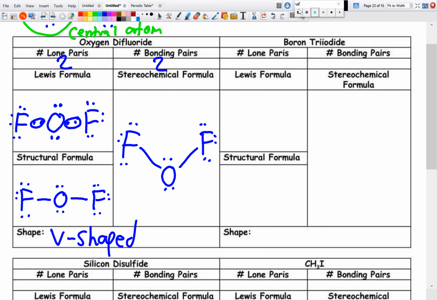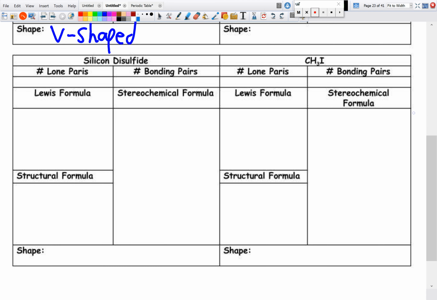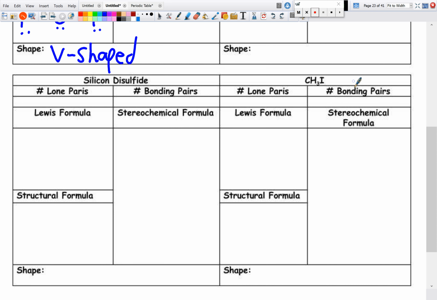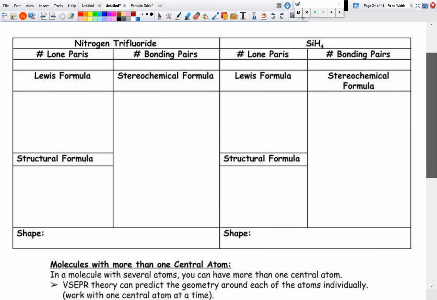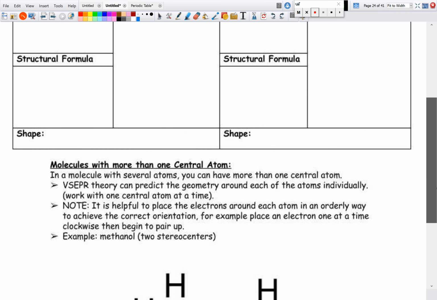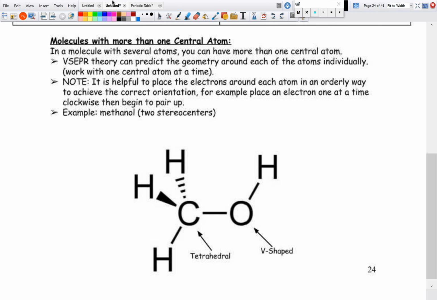So for the remainder of the class, or the remainder of your time if you're watching this at home, what you can do is finish off the rest here. So the boron triiodide, we have silicon disulfide, CH3I, that one's called iodomethane, but that's why I don't have the name there. And we have a few on the other side as well, so nitrogen trifluoride and SiH4. And then you can look at this right here.